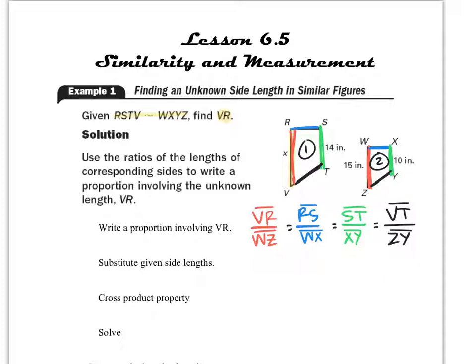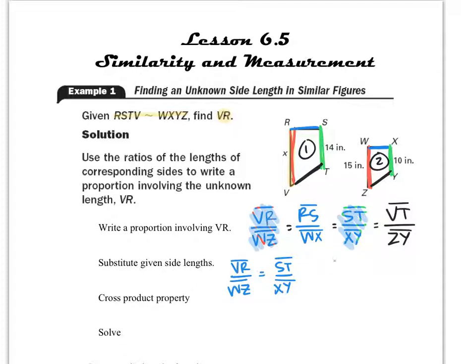So we could set all these equal to each other, but we really only need 2 pairs of sides. And so we want to pick the pairs of sides that are going to be most helpful to us or most useful. And in this case, we need to definitely pick this one because that has the side length that we're trying to find. And then we also want to pick this one because that has the other side lengths that give us some information. So we're going to set VR corresponds to WZ, and we're going to set that equal to ST over XY.